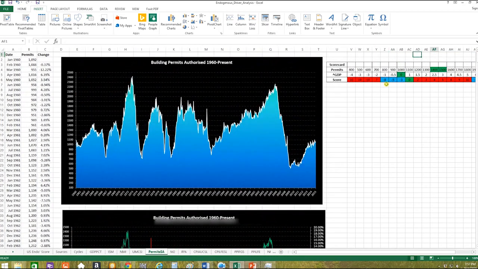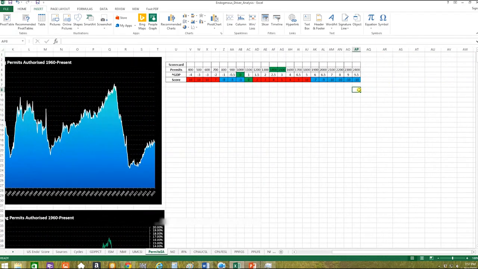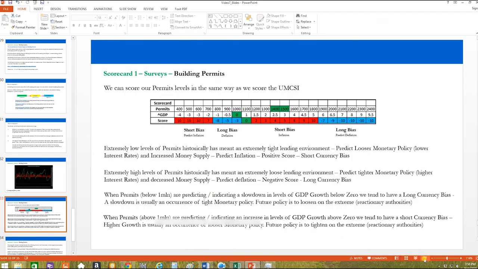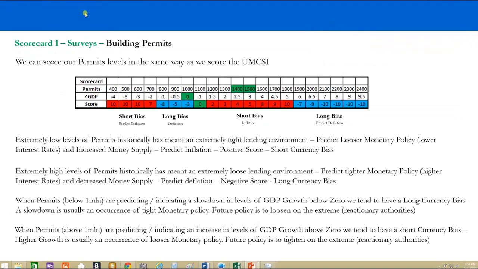And if we go to our scorecard over here, you'll see that we have a very similar analysis to the UMCSI earlier. And if we go back into the presentation, we've got a better explanation here. And the way things work in building permits is very similar to UMCSI. We have four main areas. And you can see we have our extreme areas here.